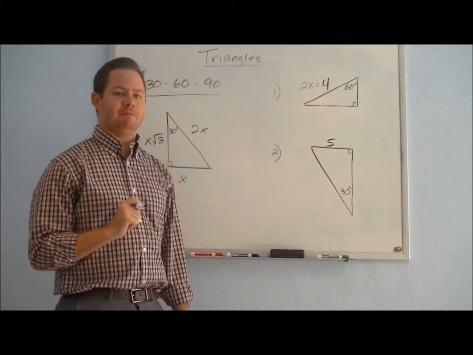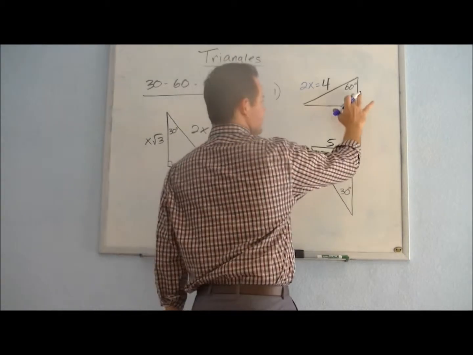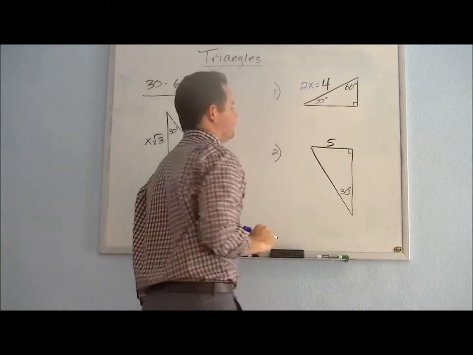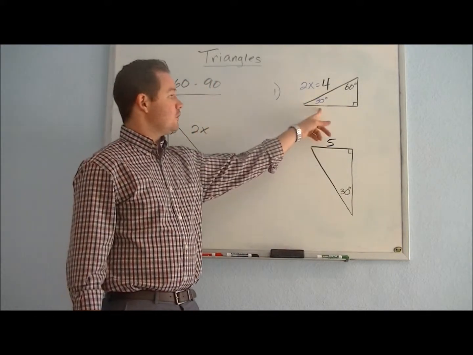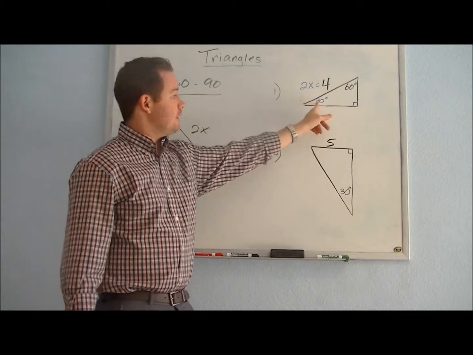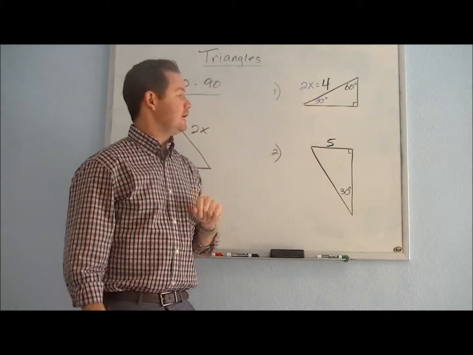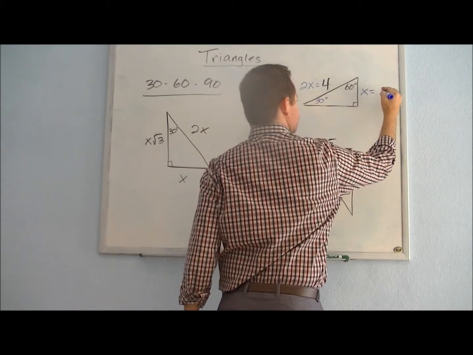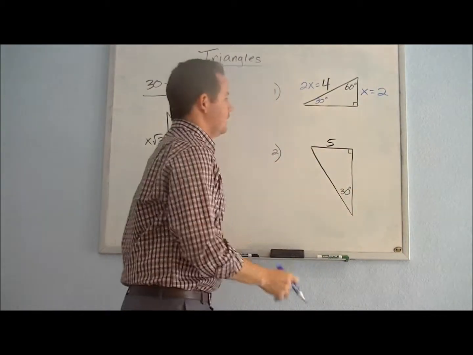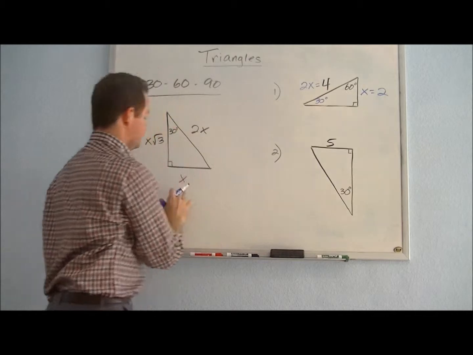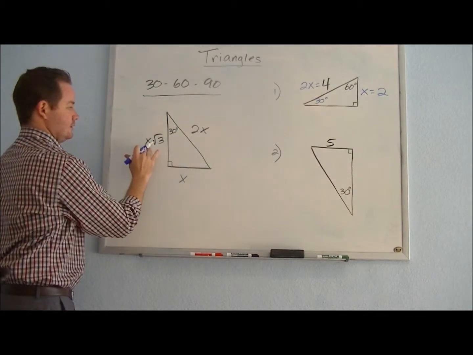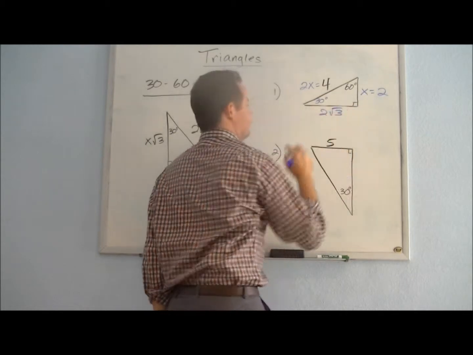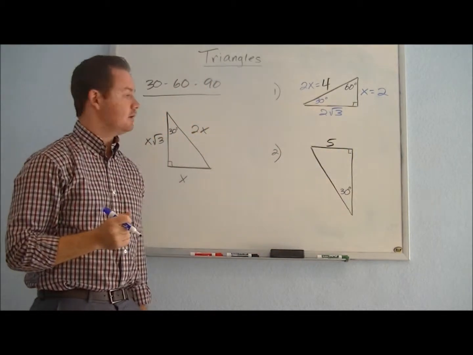So where do we put it? Well, let's take a look. Here's 60 and here's 90, which means our missing angle is 30 degrees. So your shortest side, which is x, will be across from your smallest angle. So this will be x on this side, which is equal to 2. And then your longer leg, when we plug in that value of 2 in place of x for our longer leg, we get 2 root 3 for this missing side.